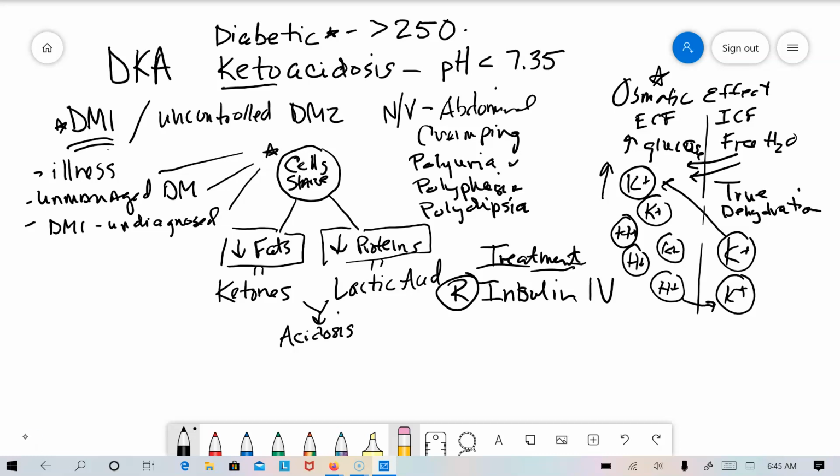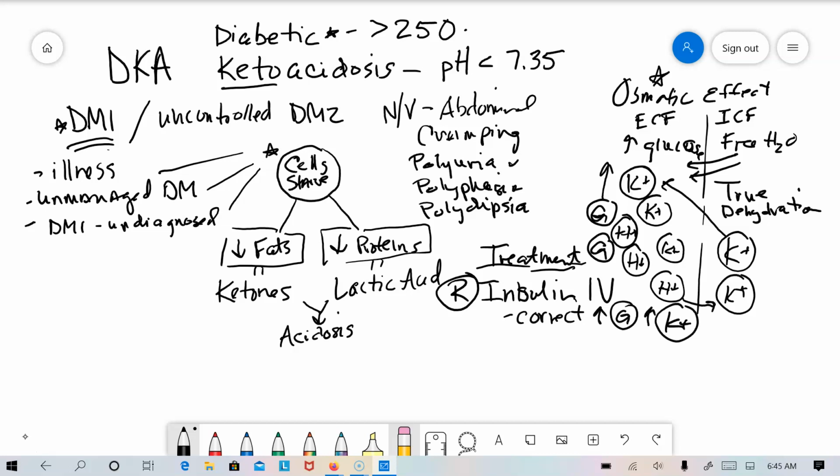Regular insulin is also helpful for patients who have elevated potassium. It will actually push potassium back into cells as well as pushing glucose molecules back into the cell. So this is going to help correct the elevated glucose and the elevated potassium in the blood.